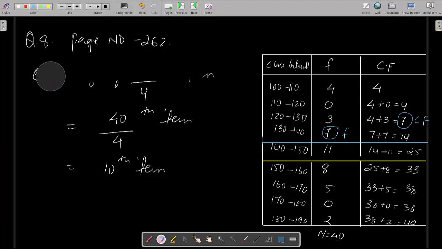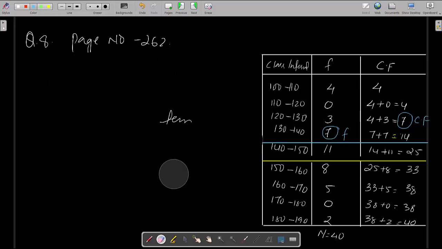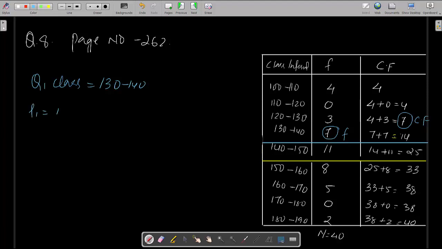Here, okay, so here the Q1 class, quartile class, is equal to 130 to 140. So therefore, our L1 will be 130, our I will be 10, that is 140 minus 130. Our CF will be 7, our F will be 7, and our n by 4 will be how much? We got 10, right? Yes. So this is our n by 4 value.